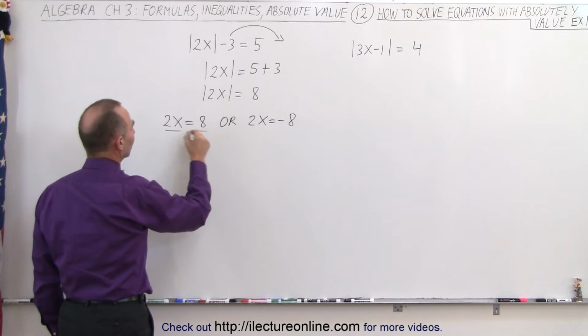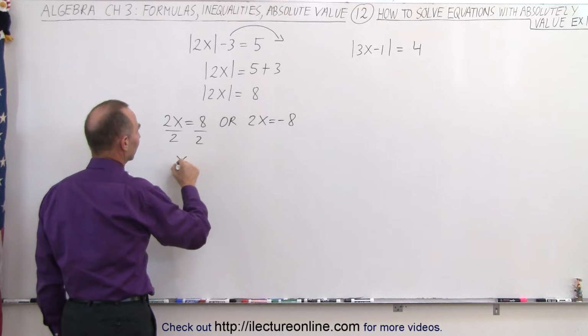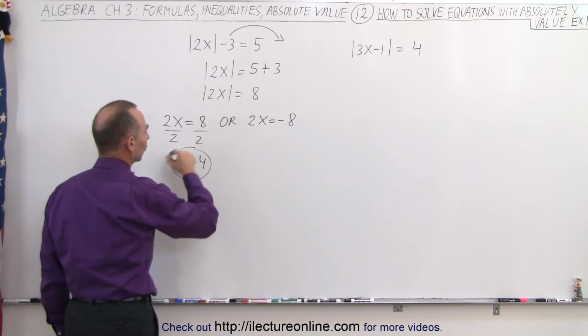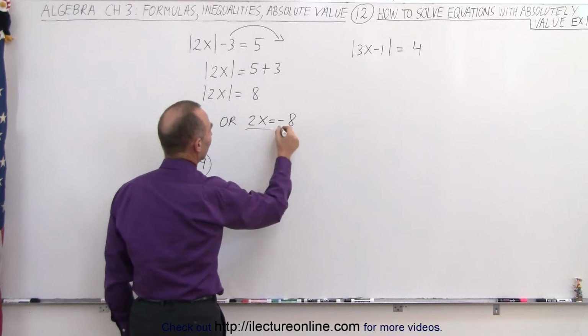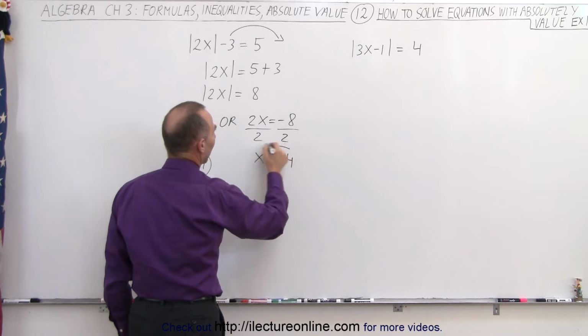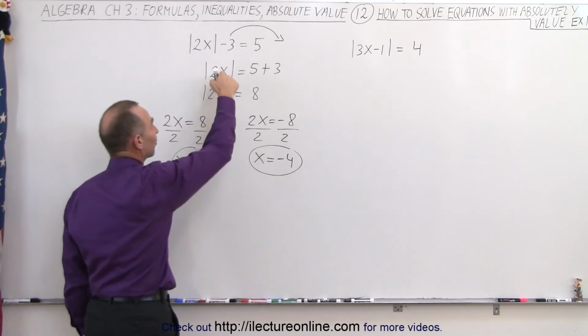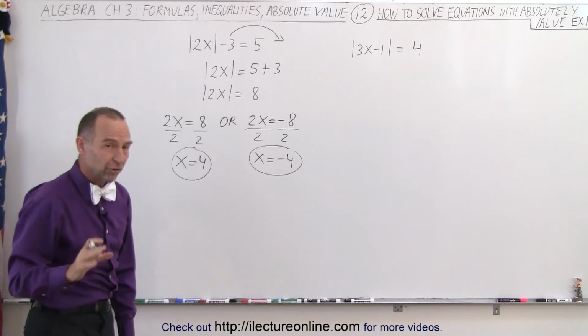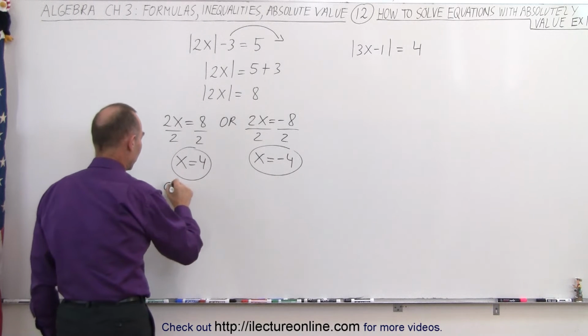So we divide both sides by 2. We get x is equal to 4 as our first solution. And over here, when we divide both sides by 2, x is equal to negative 4. And both of those should satisfy this initial equation. So let's check and see if that's indeed correct.